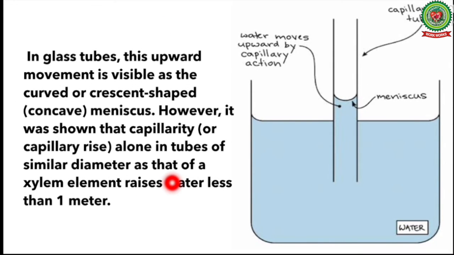This means that the thinner the tube, the higher the rise of water. We can compare the glass tube with the xylem vessel. In glass tubes, this upward movement is visible as the curved or crescent-shaped meniscus. However, it was shown that capillarity alone, in tubes of similar diameter to that of a xylem element, raises water less than 1 meter.